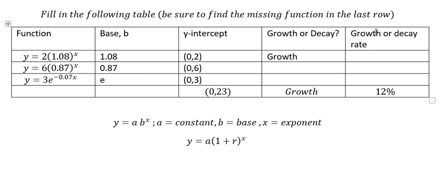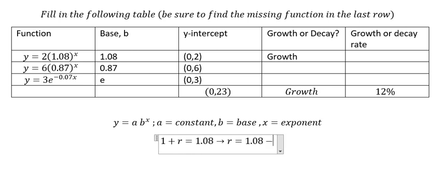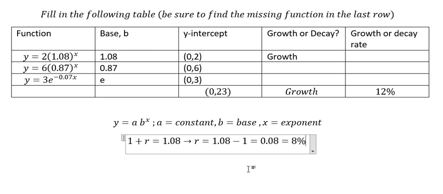And they want to find the growth rate. We can see that 1 plus r equals 1.08. So I will put it like this, and we can find the growth rate, that is r in here. We move 1 to the right, and we have 0.08, which is 8%. So we put 8% in here.